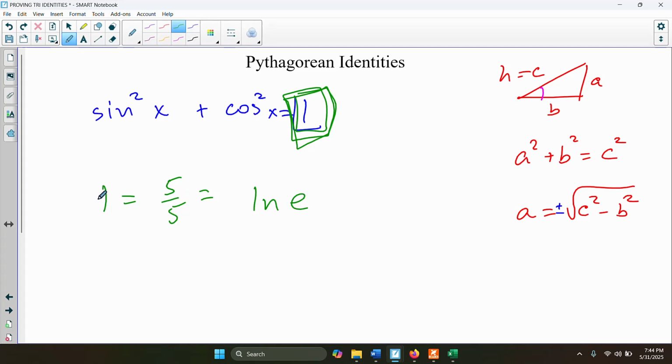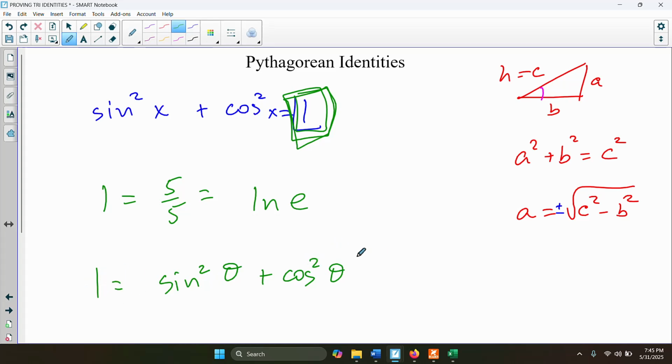That ln of e is 1. Yeah, that's a really, really fancy way of writing 1. Well, guess what? You just learned a brand new way, even fancier than this. What is 1? 1 is sine squared of any angle plus cosine squared of the same angle equals 1. That's a pretty fancy way of writing 1.